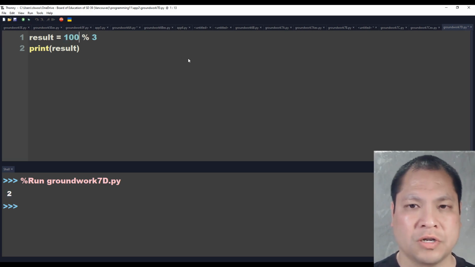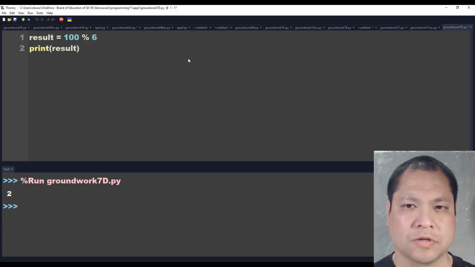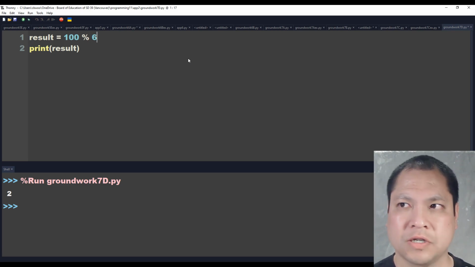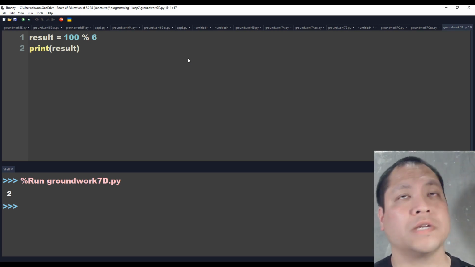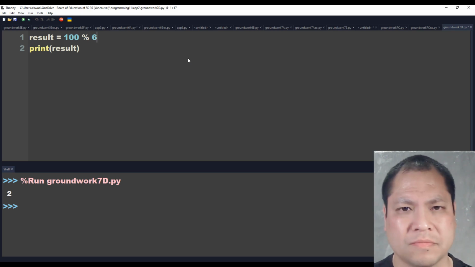Let's do a couple more examples. Let's do 100 modulo 6. So 6 times what? 15, 16? 6 times 16 should be 96, right? And so we should have 4 left over. Let's see if we did that right. There we go, 4 left over.